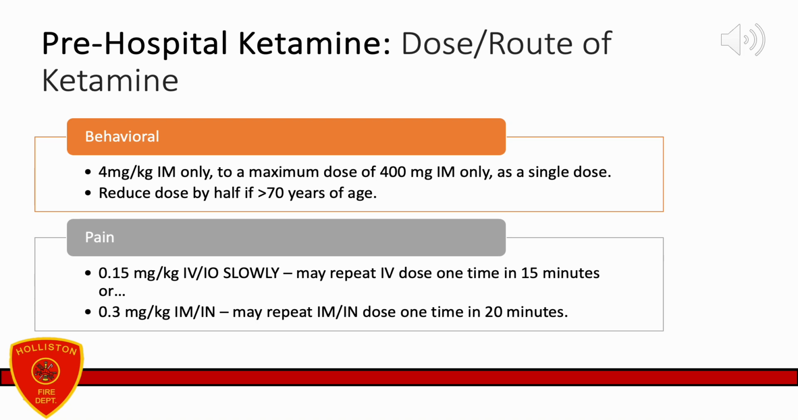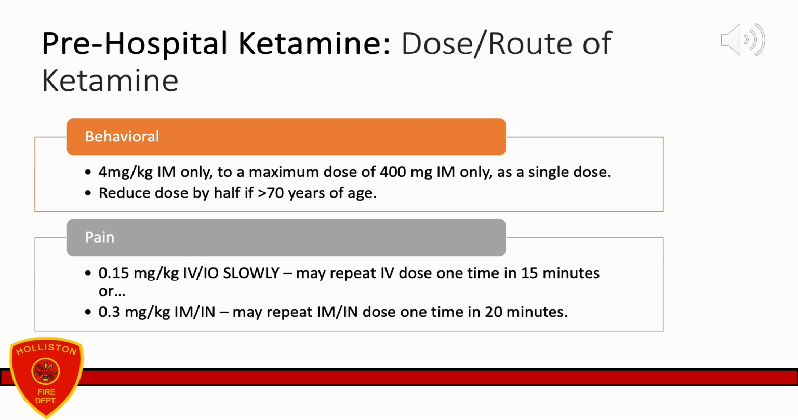This is going to be your highest dose of ketamine, administered at 4 milligrams per kilogram IM only, as we said, with a max dose of 400. So we're thinking that 100 kilogram patient, the most you'll be able to give them is 400 milligrams IM only in a single dose. If that patient is over 70 years old, we're saying that we think they have some cardiac problems. That's natural for someone over 70 years old.